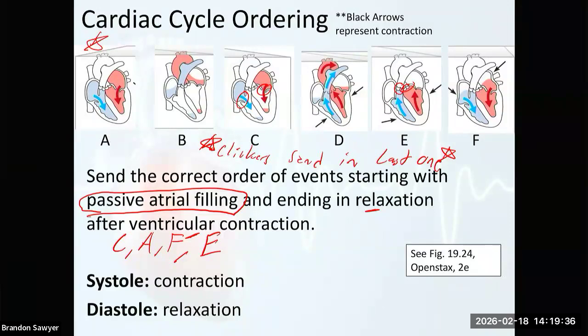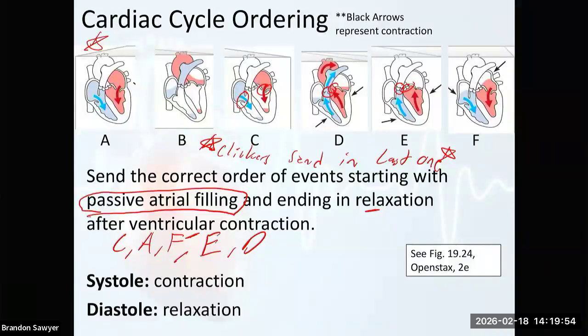Okay. Now, what do we got left? We got one more. Delta. Thank you. Yeah. So D, we got D here. Okay. Now we've opened up the valves. We've produced enough pressure to open up the valves. We start ejecting blood from the right and left ventricles, right, to exit the heart.